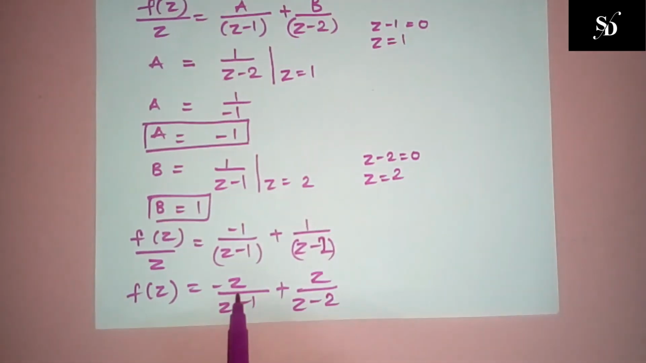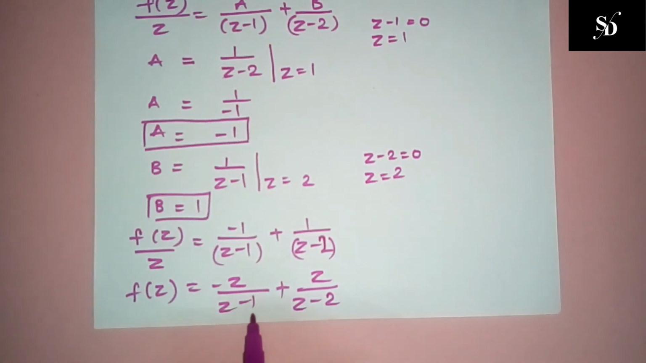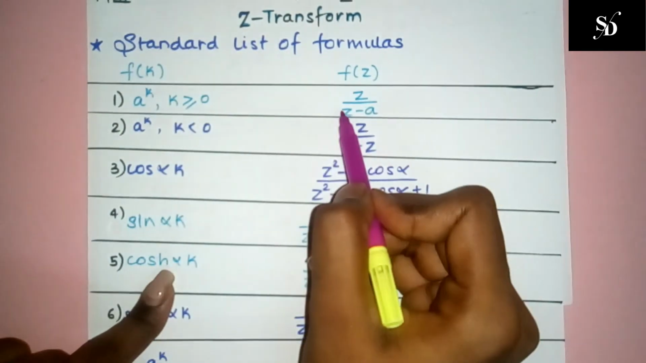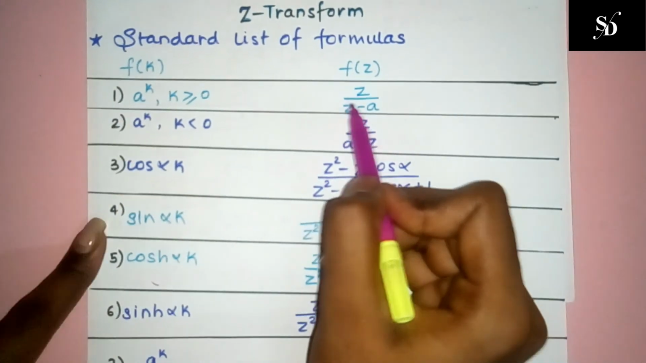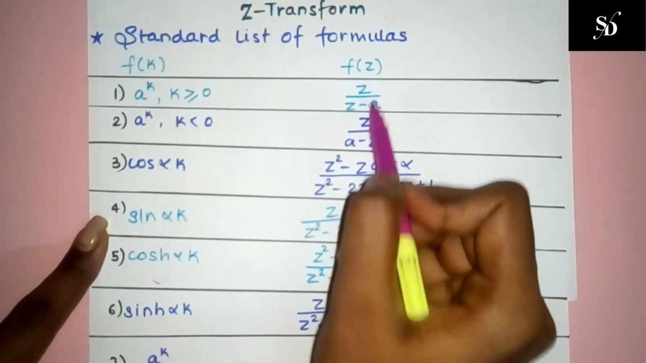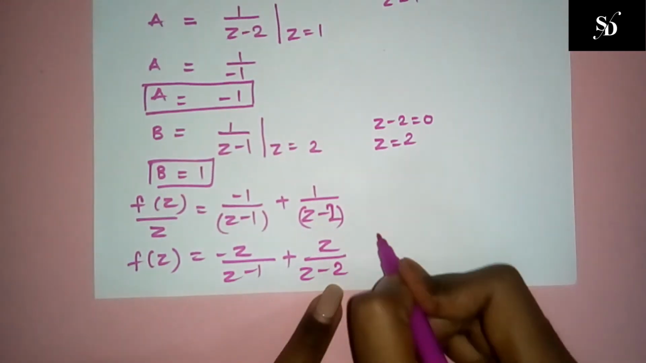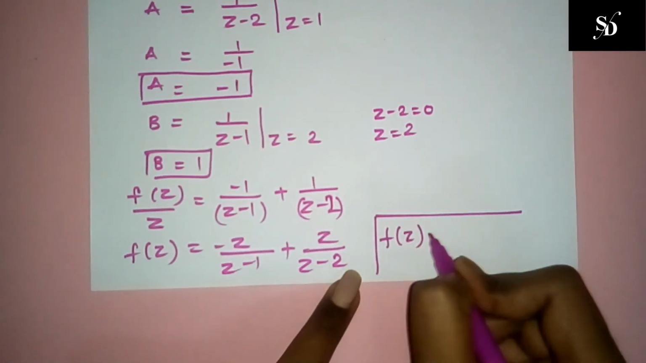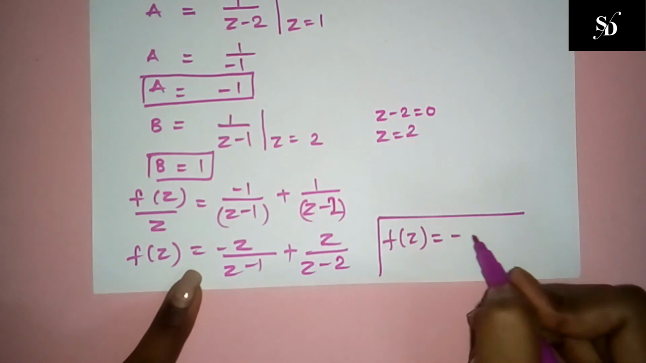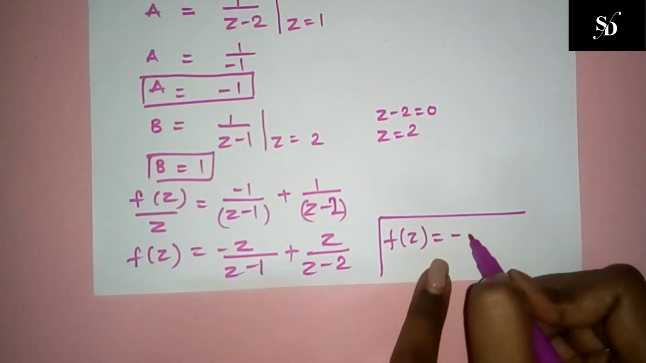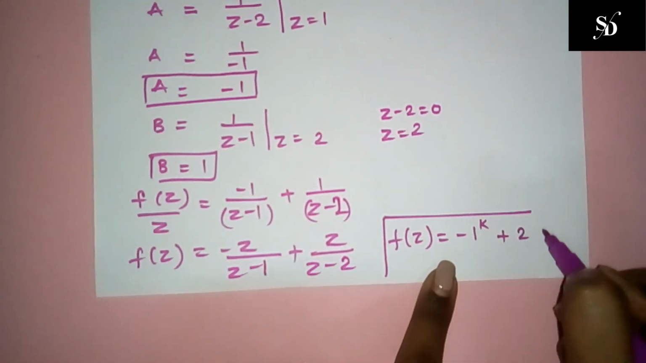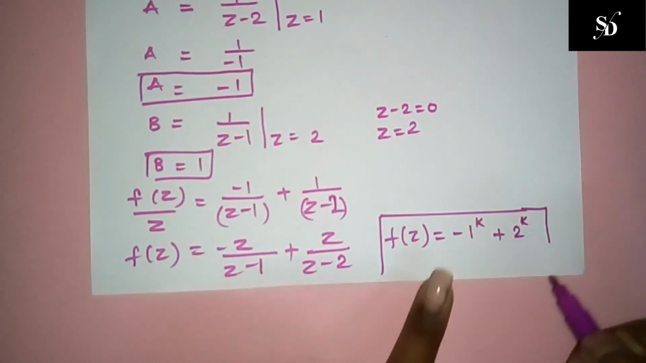See, it is z upon (z minus a). This is in the form of z upon (z minus a), which is the Z transform of a raised to k. So the inverse of z upon (z minus a) will be a raised to k. How will we write it? Over here it's minus, so we'll write minus. Over here a is 1, so we'll write 1 raised to k, plus, over here it's 2, so 2 raised to k. So this is the final answer.